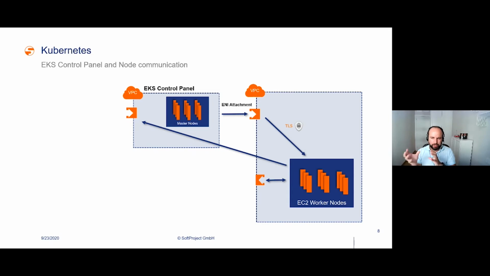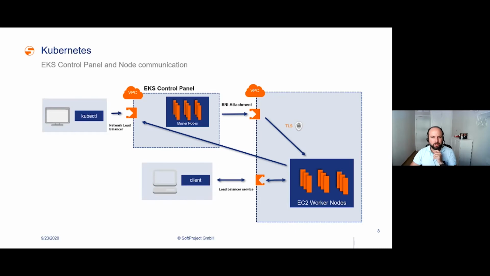The communication between these 2 different VPCs is done by ENI attachment. Imagine we want to communicate, for example, to manage the cluster. We will do it using kubectl, as we explained in our last slide, through a network load balancer, because we can define not only one single master node, we can have multiple master nodes. In this way, we need a network load balancer to let the requests be redirected.